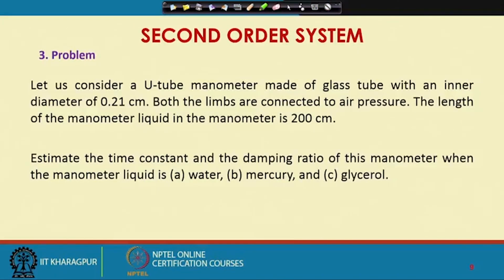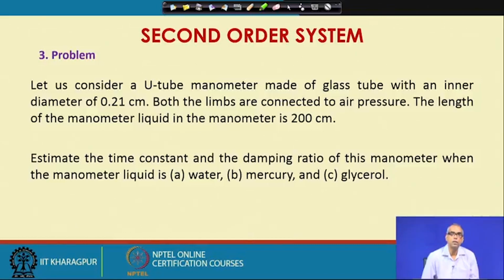Third problem, let us now consider a U-tube manometer. So, it is a second order instrument. So, we will talk about now a problem on response of a second order instrument. So, let us consider a U-tube manometer made of glass tube with an inner diameter of 0.21 centimeter. Both the limbs are connected to air pressure. The length of the manometer liquid in the manometer is 200 centimeter. We need to estimate the time constant and the damping ratio of this manometer when the manometer liquid is water, mercury and glycerol.